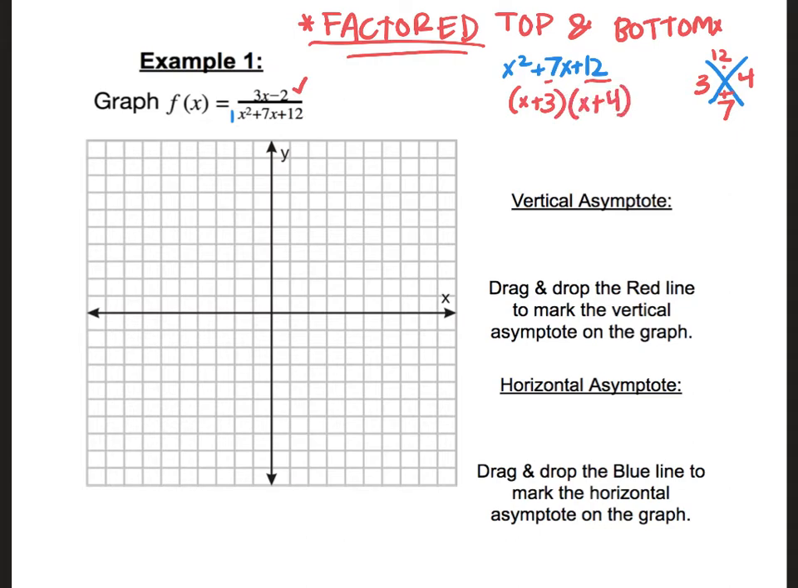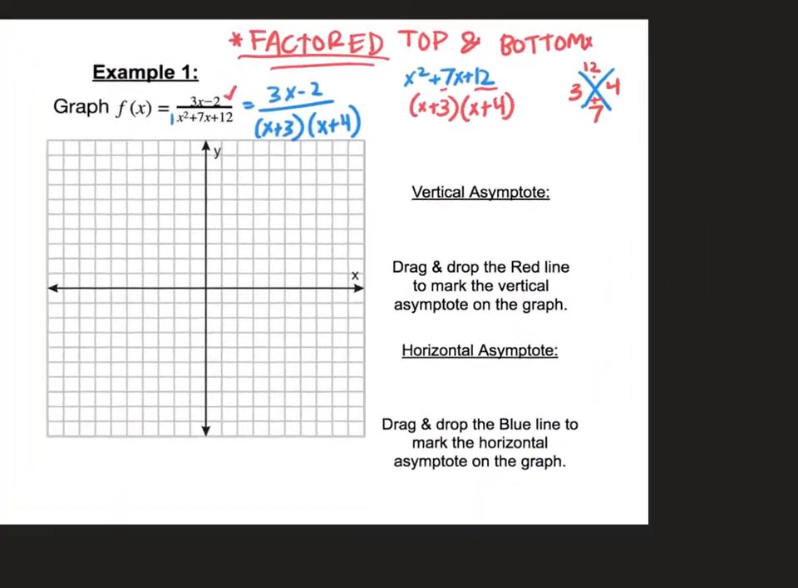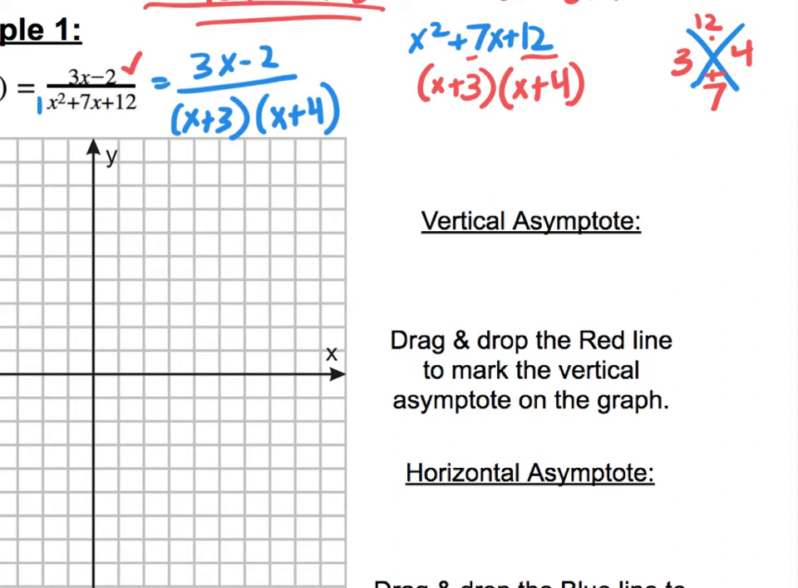So if I wanted to rewrite my original fraction, this is the same as 3x minus 2 divided by x plus 3 times x plus 4. From here, we're just going to find our vertical asymptotes like we have done in the past, same way as before. Again, to do that, we're going to set our denominator equal to 0. In our case, my new denominator is x plus 3 and x plus 4. So I'm going to set each of those equal to 0. So we're going to do x plus 3 equals 0. We're going to do x plus 4 equals 0.